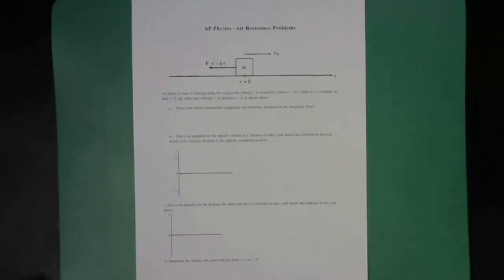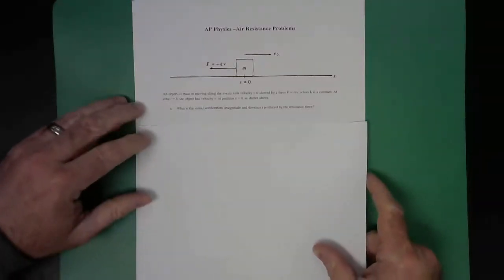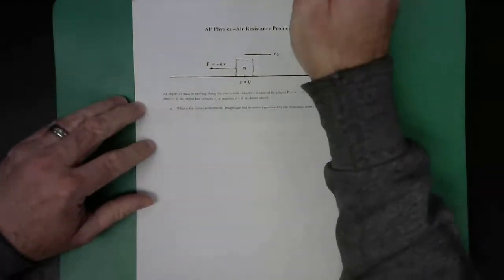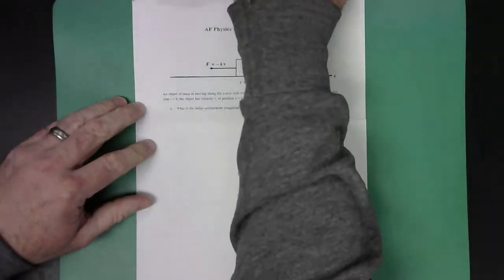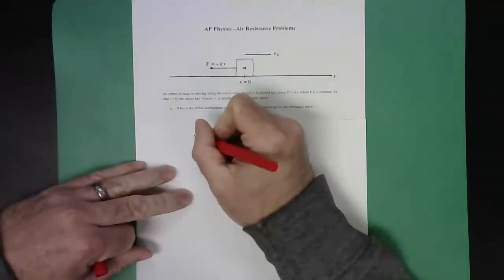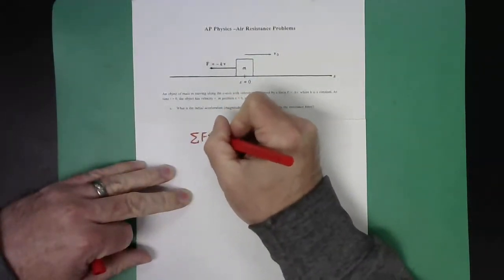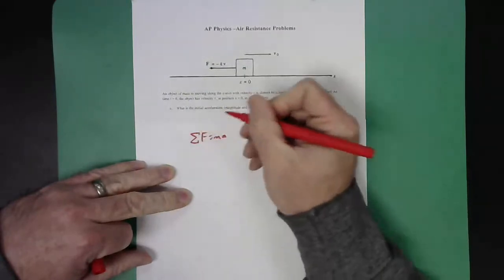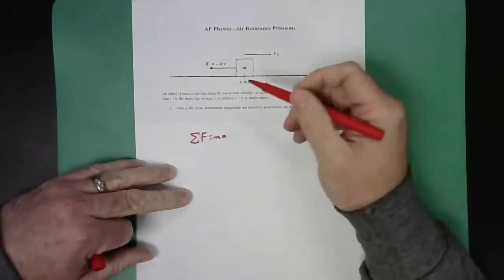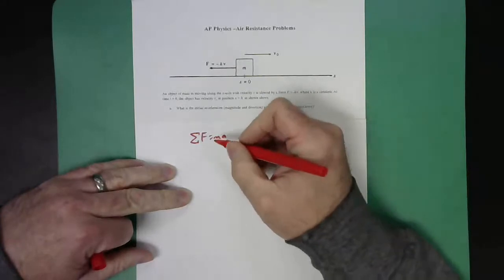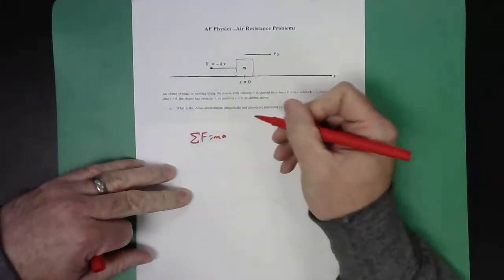And so, what I'm going to do is, I'm going to say, well, I'm trying to find acceleration. The way I'm going to get acceleration is from sigma F equals ma, of course. I'm not going to be using kinematics on this. We don't have a constant force. We're not going to have a constant acceleration. We are going to have to go ahead and use F equals ma.